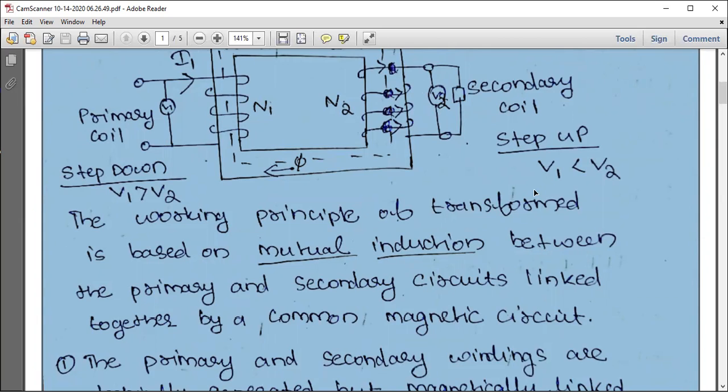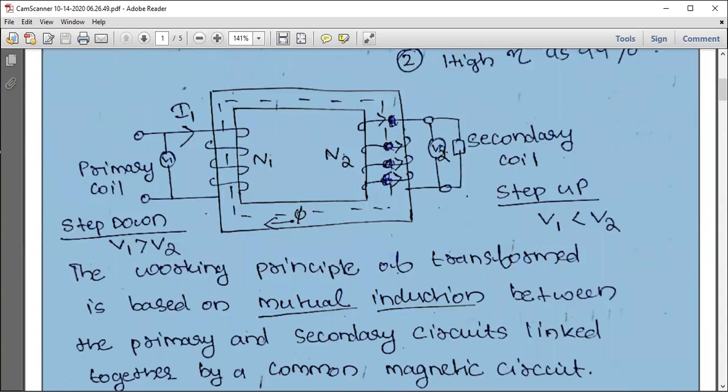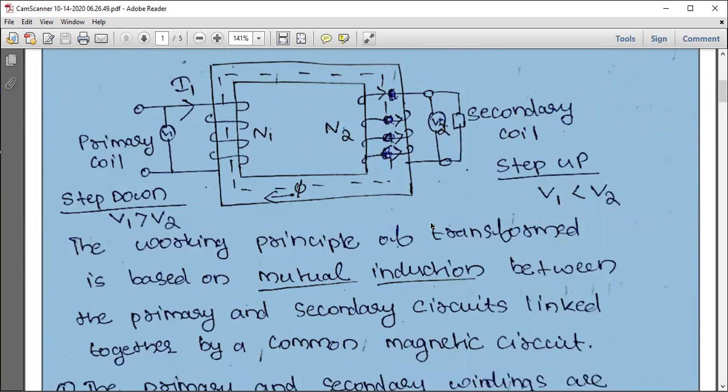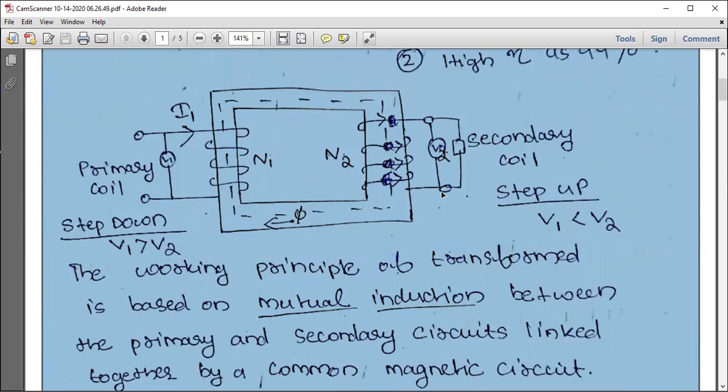This is based on Faraday's law of electromagnetic induction. So what does Faraday's law state? It states that an EMF is induced across a coil if the magnetic flux linking the coil changes. Which are the coils here? We have N1 in the primary and N2 in the secondary, and there is a flux phi present in the magnetic core. So an EMF will be induced both in the primary as well as the secondary. Here it will be E1 and here it will be E2.